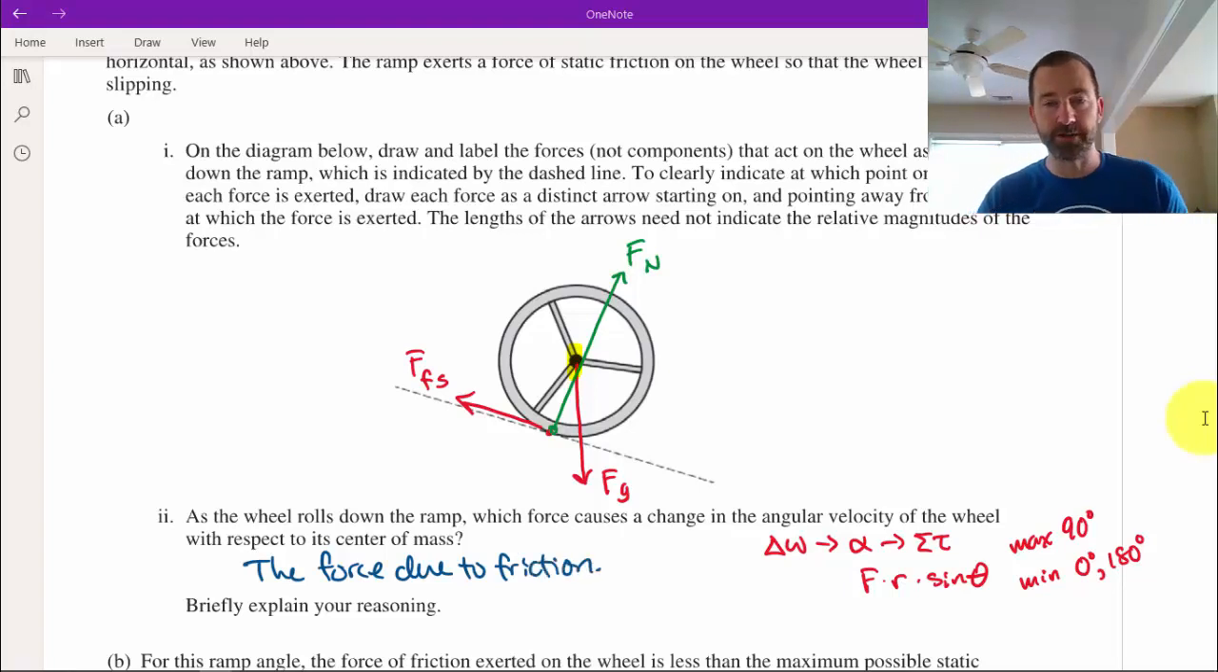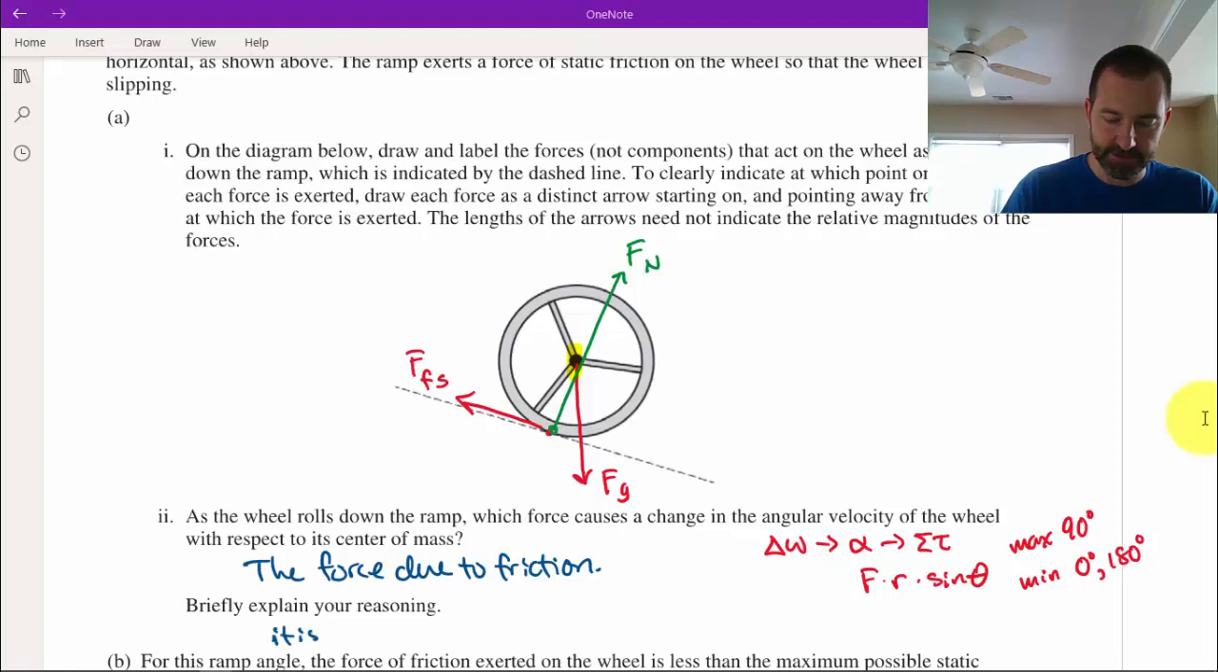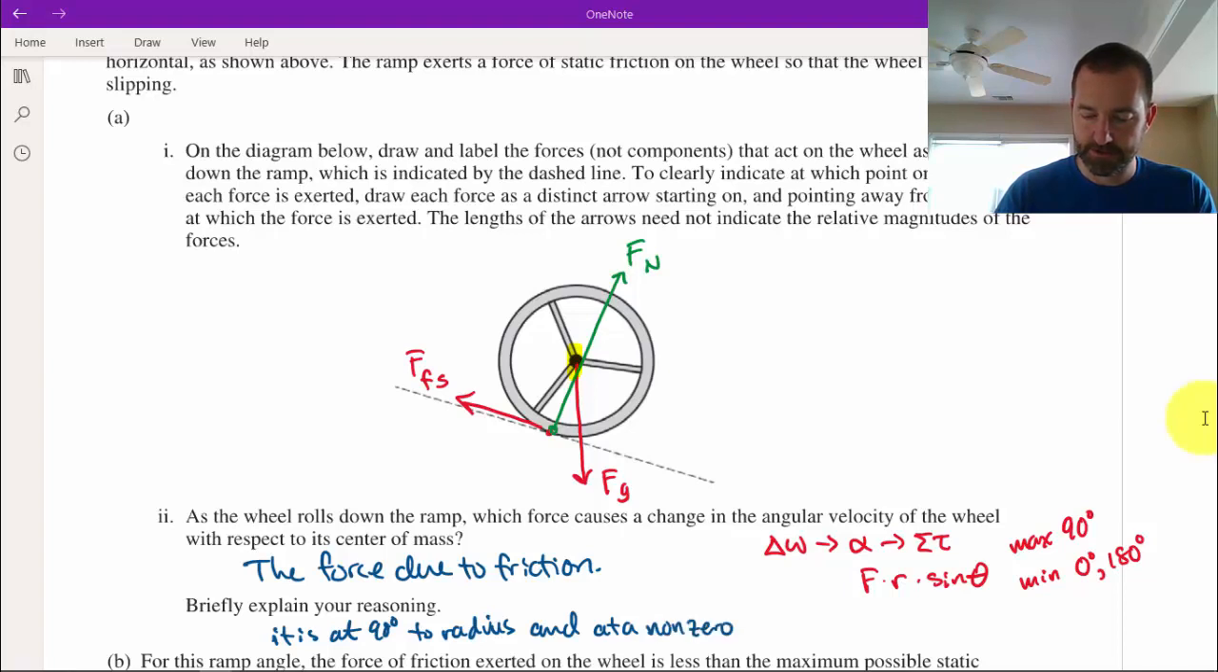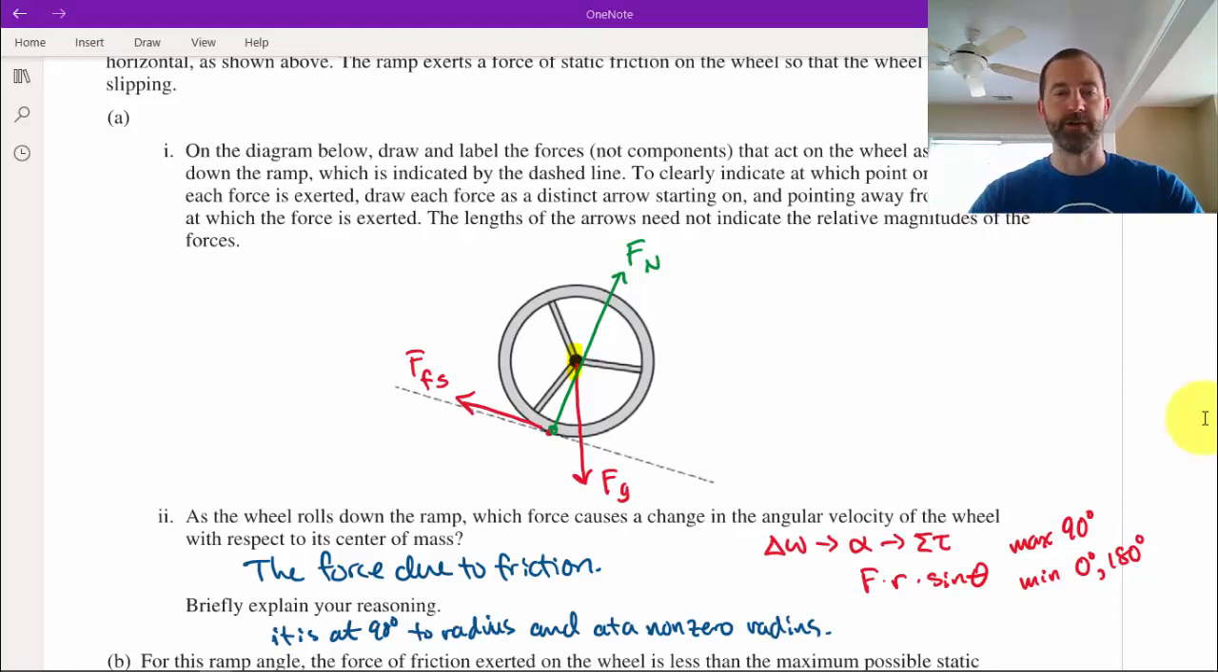And they say briefly explain your reasoning, and you kind of go about saying what we just said out loud, that it is at 90 degrees to the radius and at a non-zero radius. Something along those lines is okay, but they usually give you a little bit more space than that. All right, so that's part A.